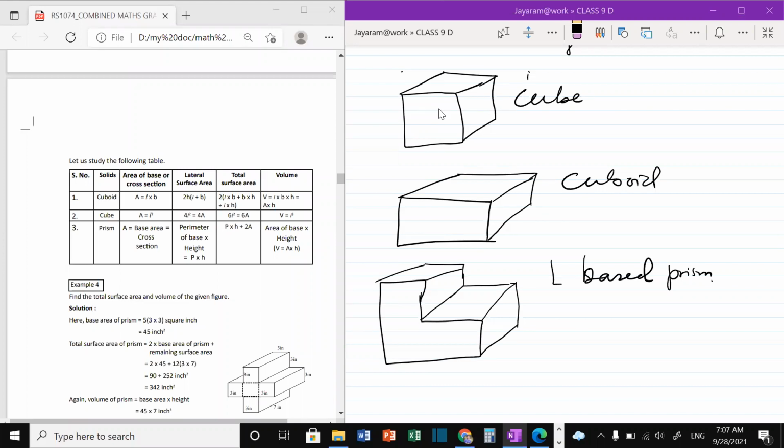So cuboid is also a prism. This is square based prism. And cuboid is also a prism. This is rectangle based prism, rectangular prism we can call. And another type is which are not so rectangle or square, but either L shaped or plus shaped or other shaped bases.